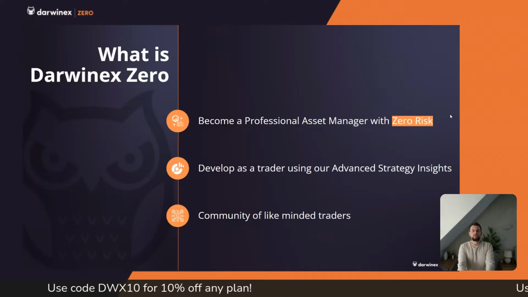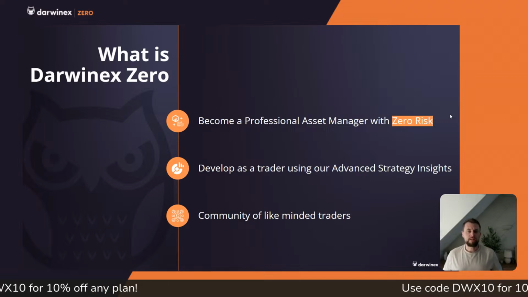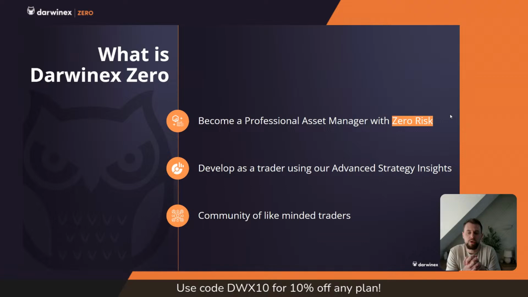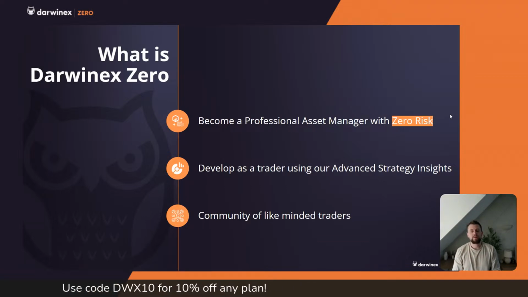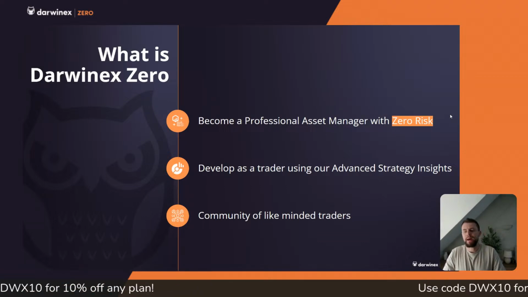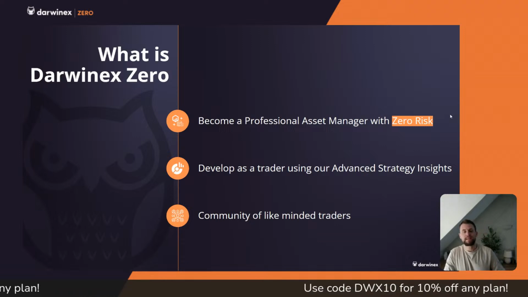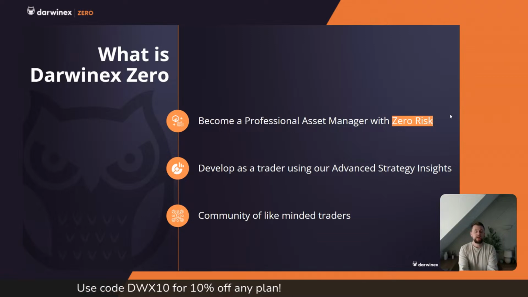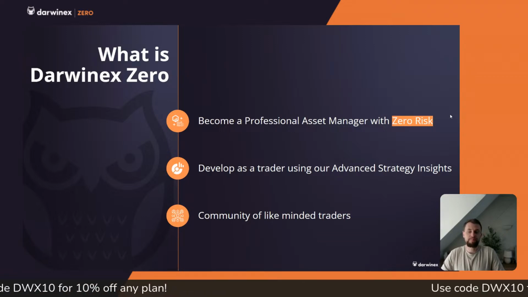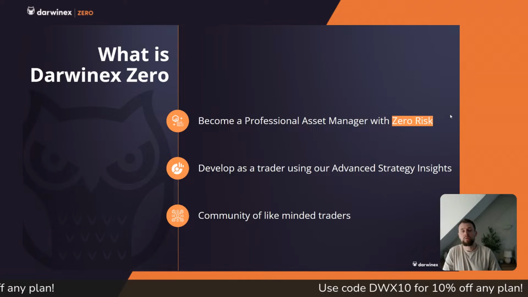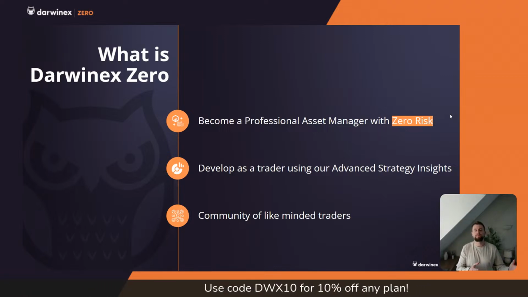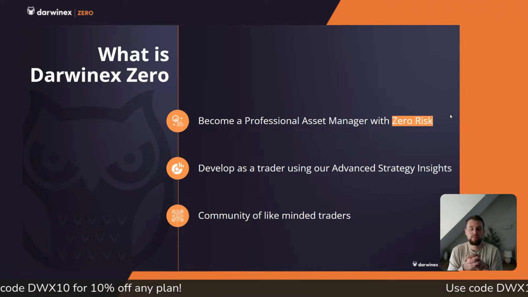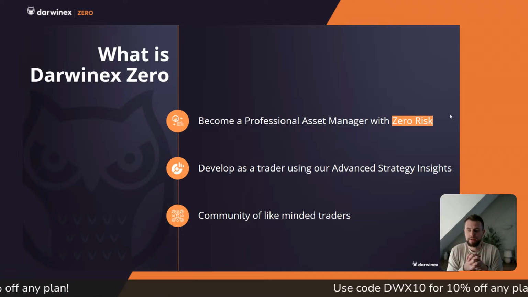So for the people who may be new, or this might be your first time listening to somebody like me talk about Darwinex Zero, I'll give you a brief introduction as to who we are and what we do. So Darwinex Zero is the best platform to become a professional asset manager with zero risk. Now, I say zero risk because you don't have to put capital up front into an account to trade with. The only payment you will have is a subscription fee. We do also have a non-subscription model as well, which we'll go into a little bit later on, where you would have to connect your broker account. However, for the purpose of this, there's zero risk.